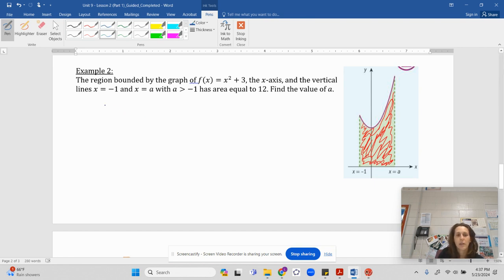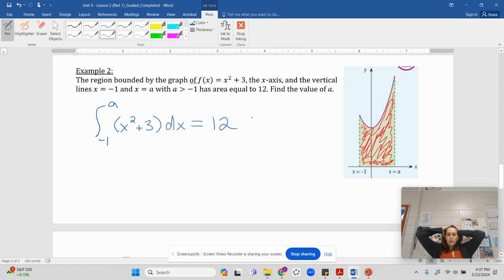Okay, so that is the integral from -1 to a. We want to find a. We don't know what it is. Of that function, x squared plus 3 dx. But we do know what we want the answer to be. We want the answer to be 12.